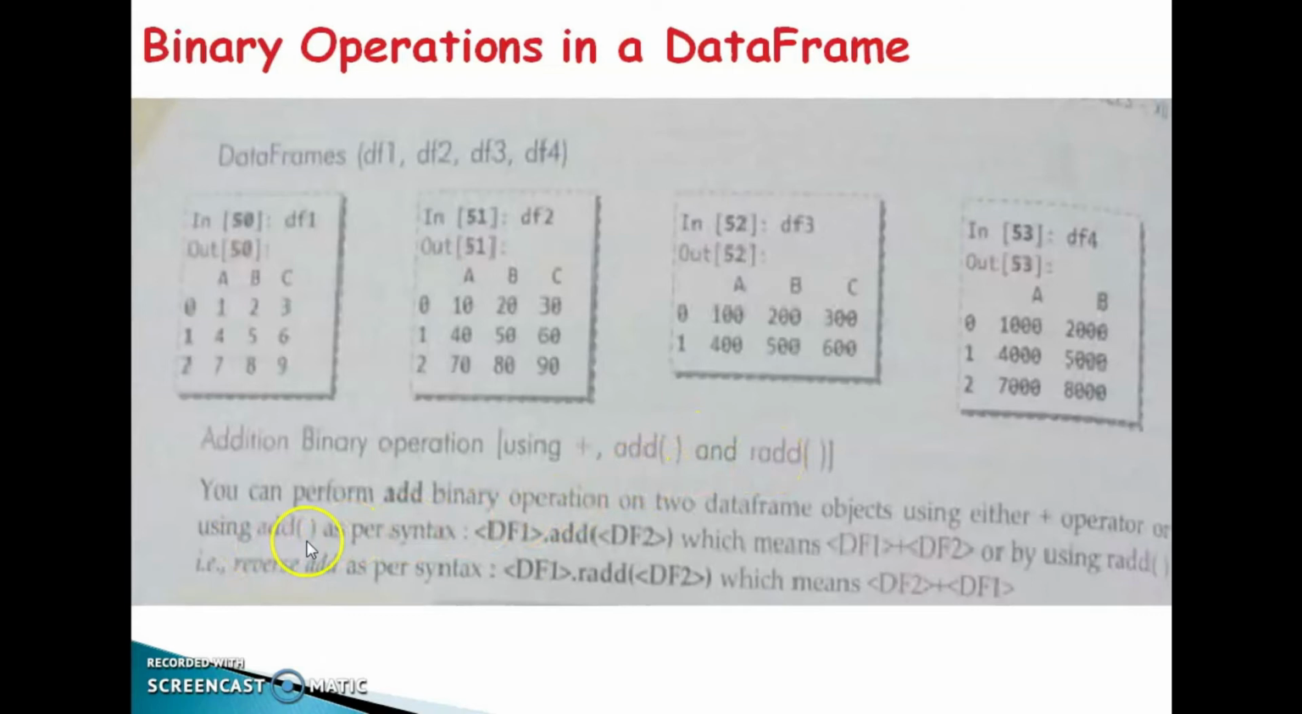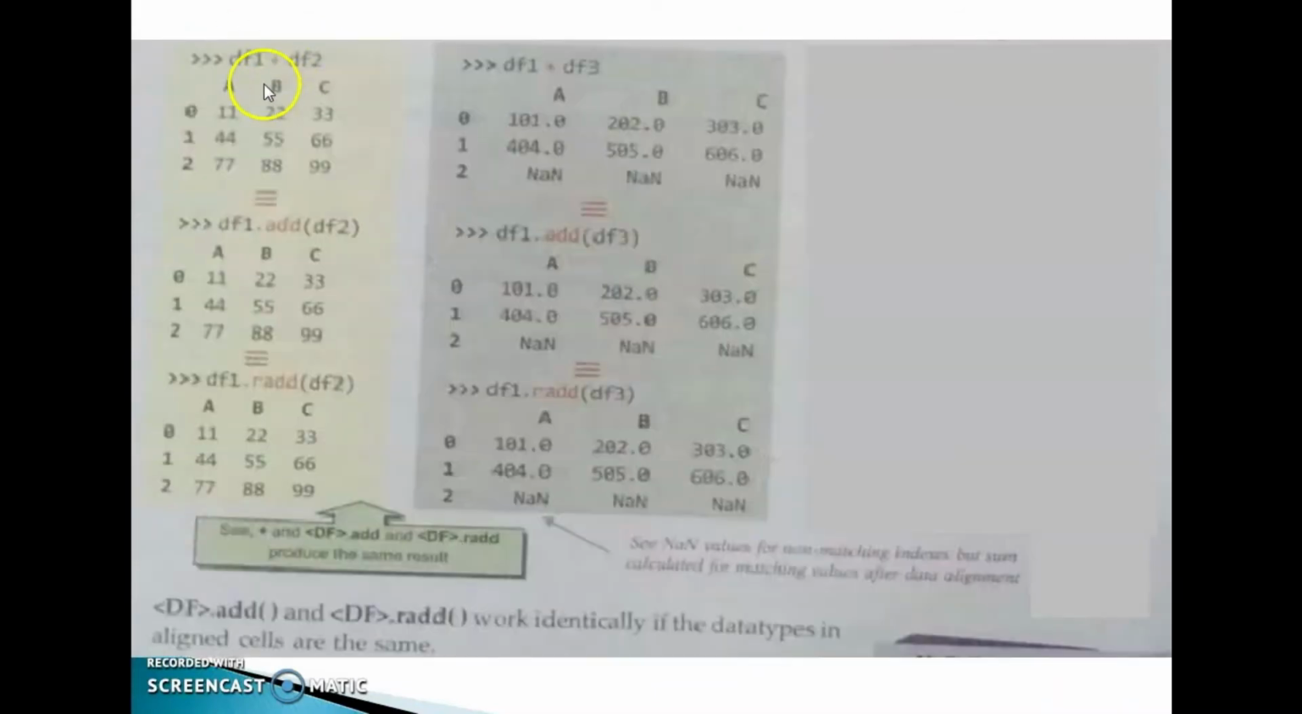Add function, how can we use this add function? df1.add(df2). How can we use this radd function? df1.radd(df2). That means df2 plus df1. Clear? Consider this one, df1 plus df2.